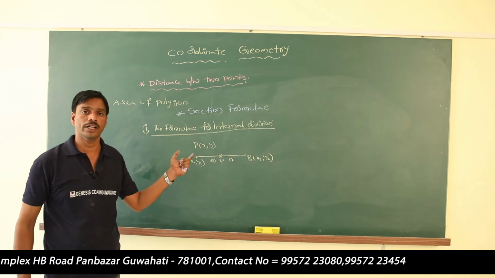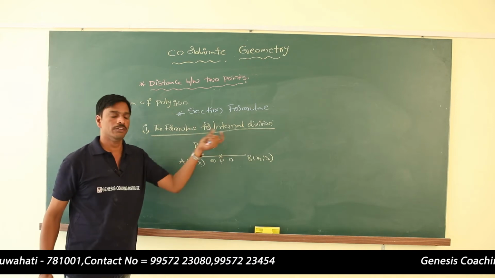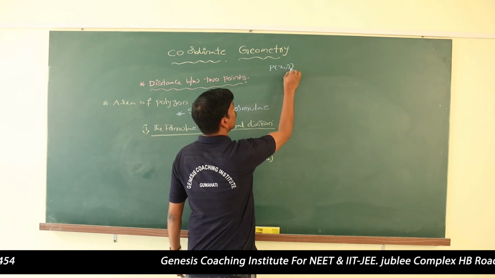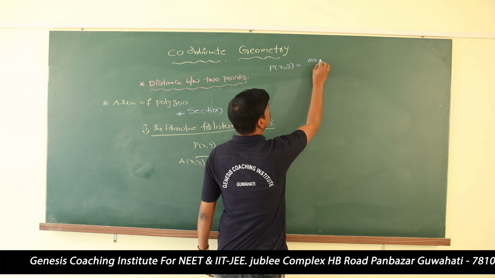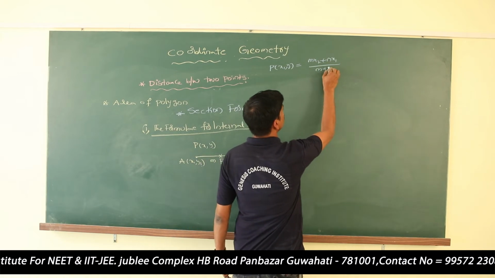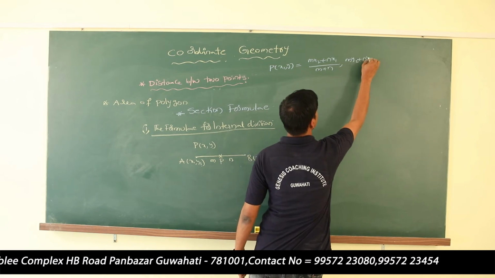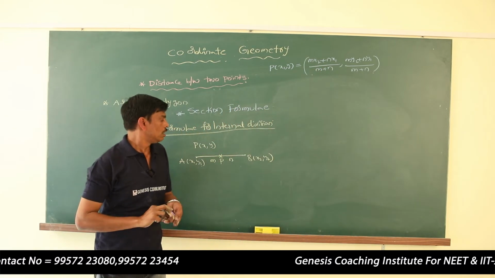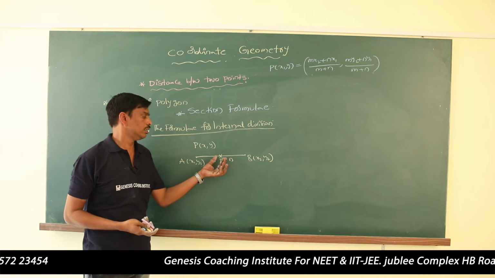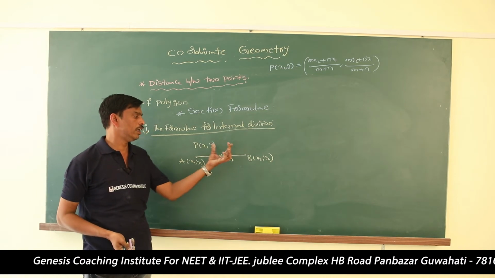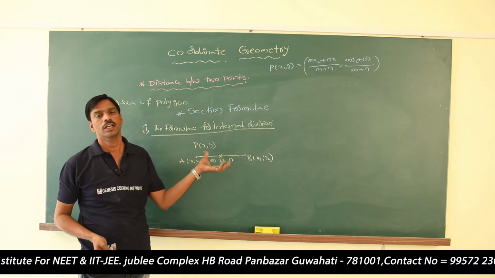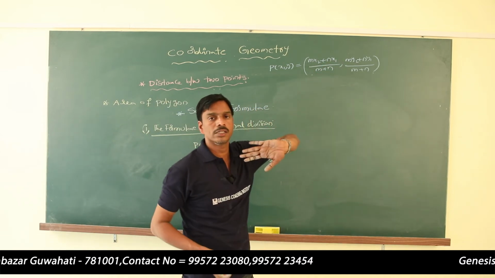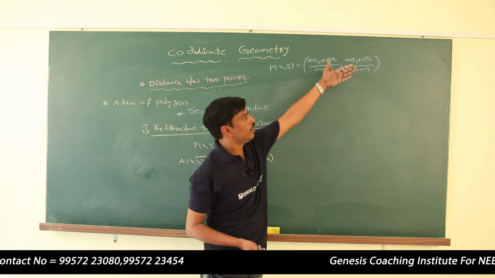What is the formula for internal division? P (x, y) equals ((m x2 plus n x1) by (m plus n), (m y2 plus n y1) by (m plus n)). So this is the formula for internal division. If this point P divides the line segment joining these 2 points internally in the ratio m to n, then P (x, y) equals ((m x2 plus n x1) by (m plus n), (m y2 plus n y1) by (m plus n)).